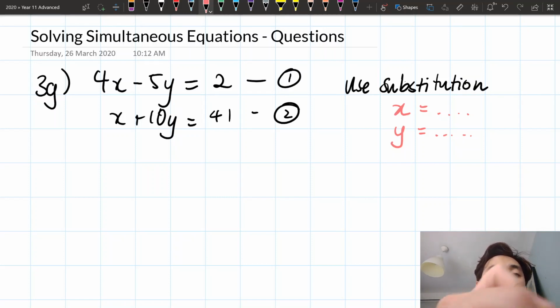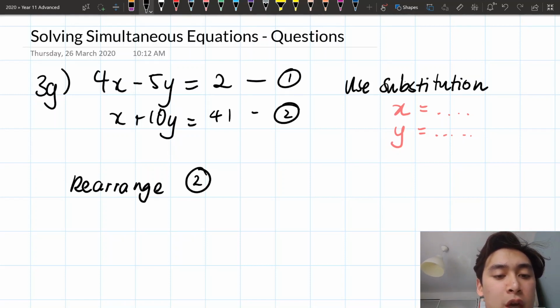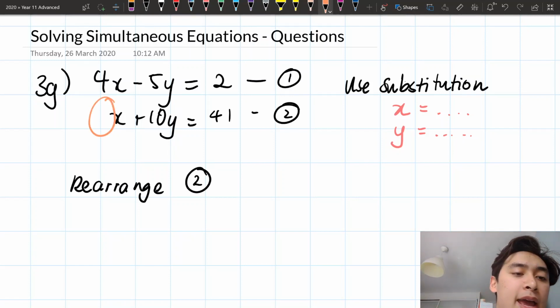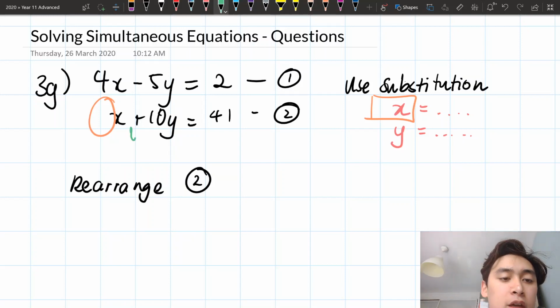Now, if you have a look at these two, the one that I'm going to try and rearrange is the second one. So I'm going to rearrange equation number 2. The reason being is if you have a look at equation number 2, my x term doesn't have a coefficient. That's already nice and lovely in this kind of form, where I have x by itself. So all I need to do is just move this y term over to the other side and I've got what I want. So I'm going to do exactly that.